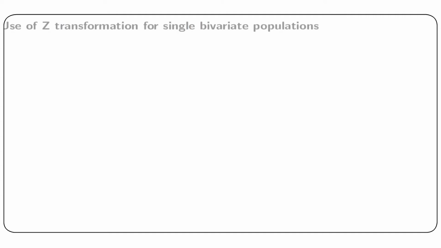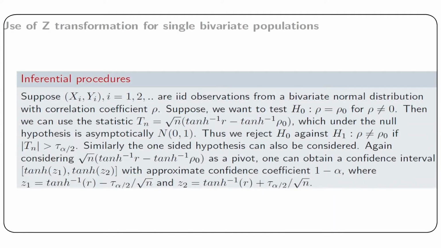Suppose first of all we want to test the null hypothesis that rho equal to rho naught, for rho naught not equal to 0. Then we can use the statistic Tn, which is square root of n multiplied by tan hyperbolic inverse r minus tan hyperbolic inverse rho naught, which under the null hypothesis is asymptotically standard normal. Thus we reject the null hypothesis against the alternative that rho not equal to rho naught if the observed value of absolute value of Tn exceeds tau alpha by 2. Similarly, the one-sided hypothesis can also be considered.